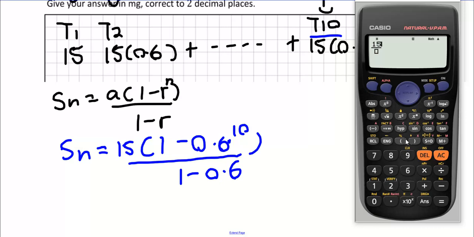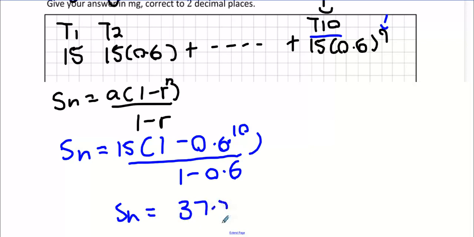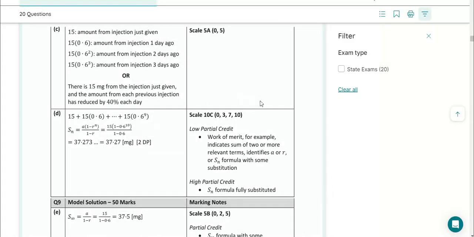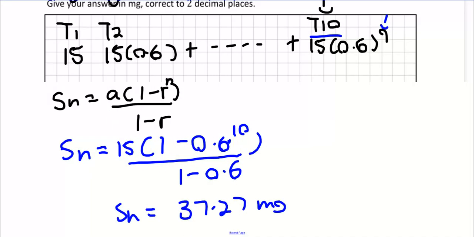What do we get here then? Fraction button, 15 times 1 minus 0.6 to the power of 10, all over 1 minus 0.6, so 0.4 on the bottom. You've got 37.27 milligrams in the system. Okay, and we'll see what the correct answer is with the result. Yep, 37.27, and that was a 10 marker. Using your formula with some substitution would get you 3 out of 10, just writing down the Sn formula and trying to sub something in. And obviously, if you're fully substituted, you get 7 out of 10 for that. We cool?